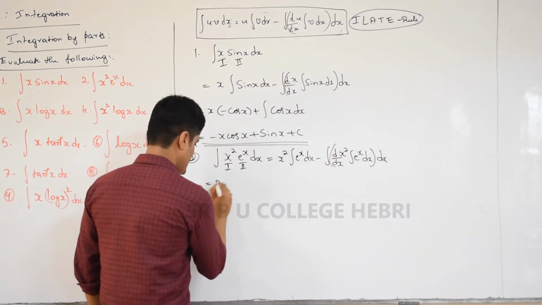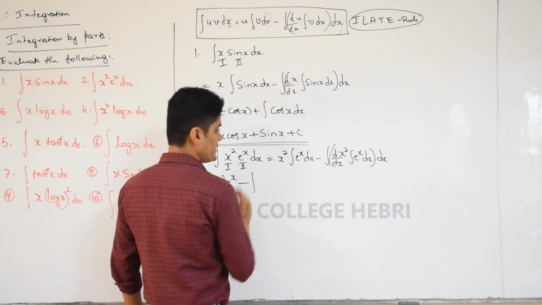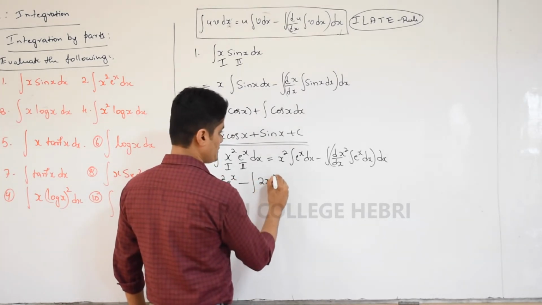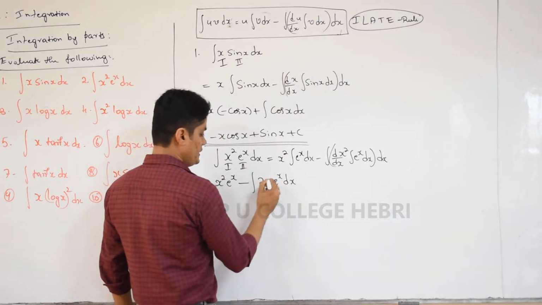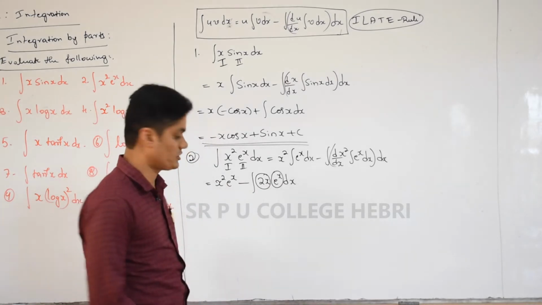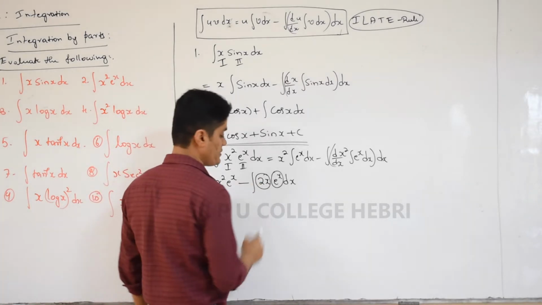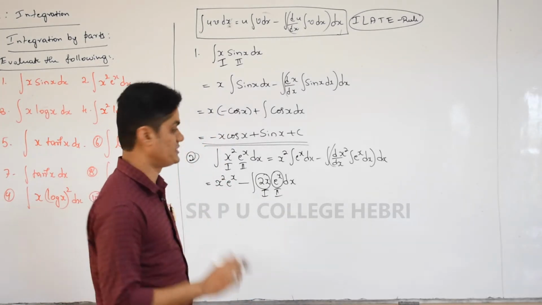So it is nothing but x square into integration of e power x, e power x itself. What is differentiation of x square? 2x into e power x dx. Now observe carefully. Here again you are getting a product of two functions. So apply again integration by parts, using the same rule, because here again you will get an exponential function.